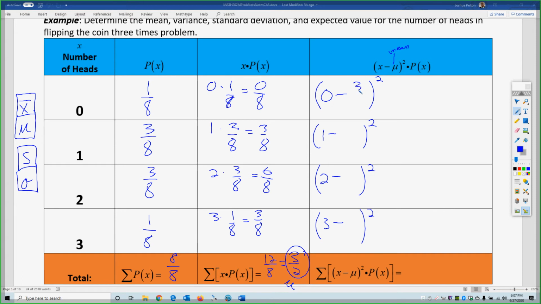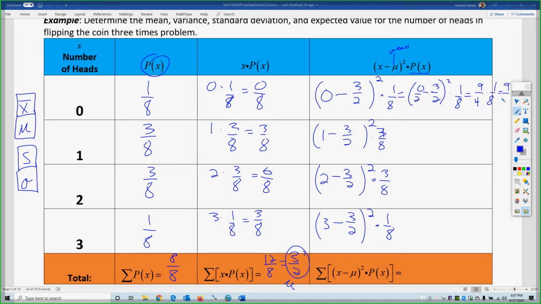Okay, so we'll put in 3/2, 3/2, 3/2, and 3/2. And the probabilities come from right here, which are 1/8, 3/8, 3/8, and 1/8. If we do some math here, 0 minus 3/2 squared times 1/8. If you square a negative, it just becomes positive. So that's 9/4 times 1/8 for 9/32.